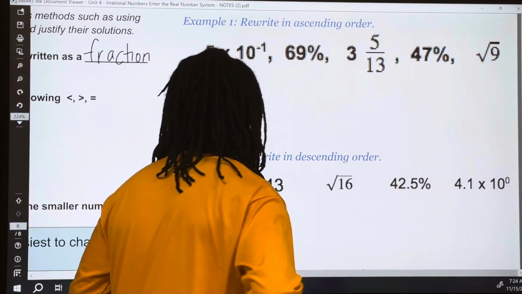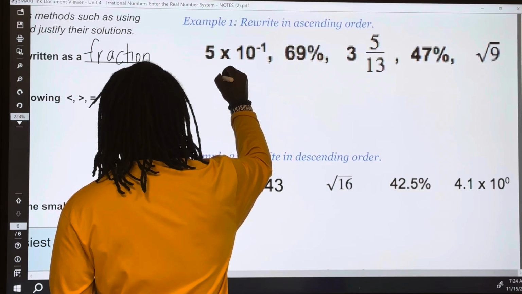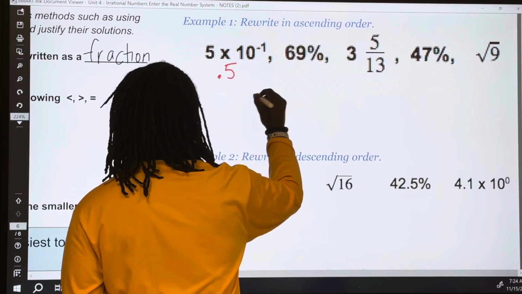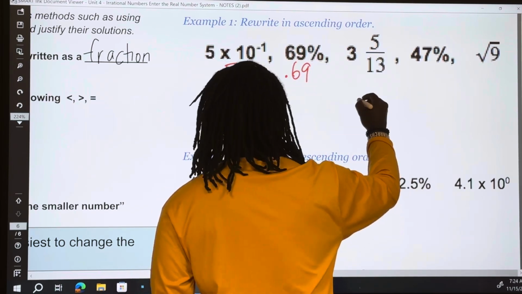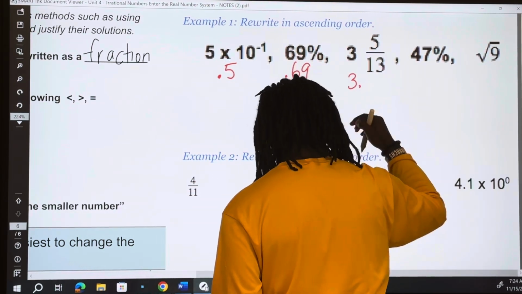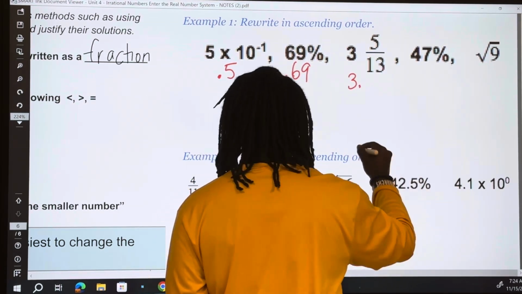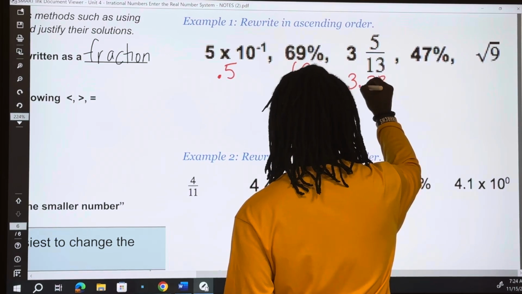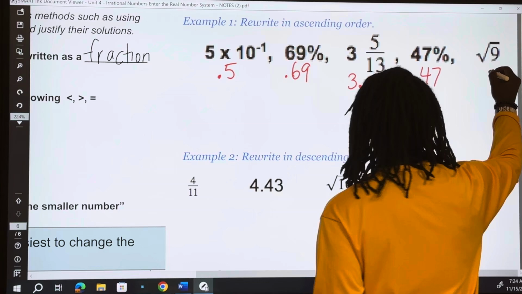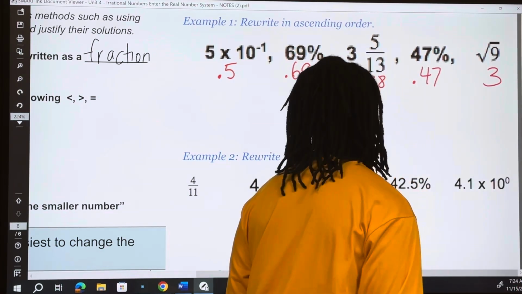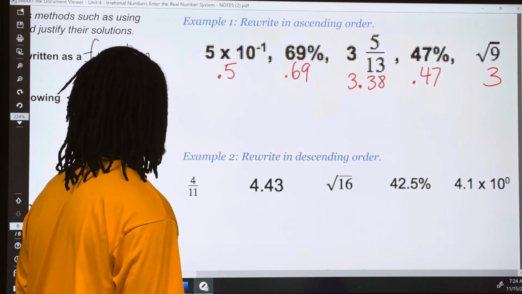All right? So, when I convert, this is 0.5. This is 0.69. This is 3 point, and this is a long decimal, I'm just going to put 38, okay? Then this is 0.47, and then this is 3. So those are all of them, okay?